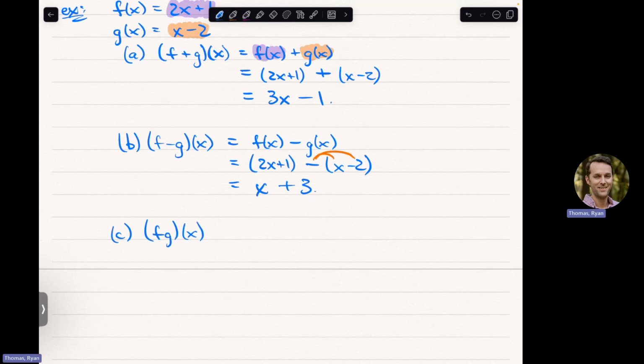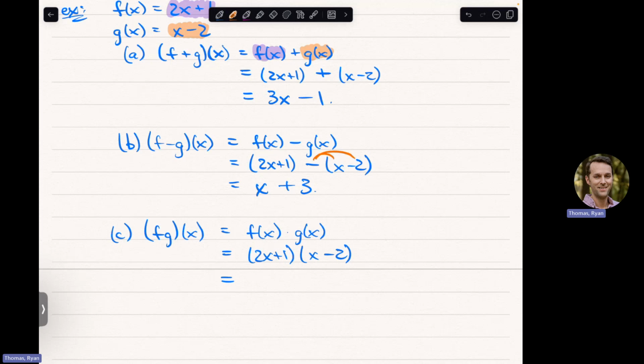Multiplication. f times g. By the way, I'm doing all of these as f first and g second. There's nothing special about that. If it was g times f, you would do the same stuff. You would just have the order swapped on g and f.